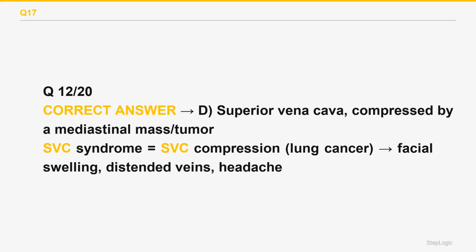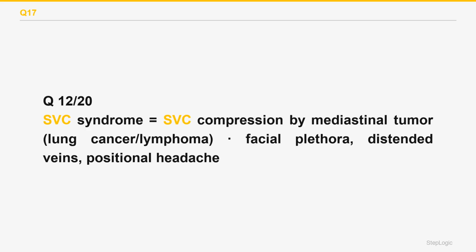The dilated collateral veins over the chest wall and the positional headache are characteristic, reflecting the obstructed venous return seeking alternate routes. Severe SVC syndrome with airway or cerebral compromise is an oncologic emergency. The combination of facial plethora, distended neck and chest veins, and a positional headache in a patient with a mediastinal lung cancer is superior vena cava syndrome from SVC compression.